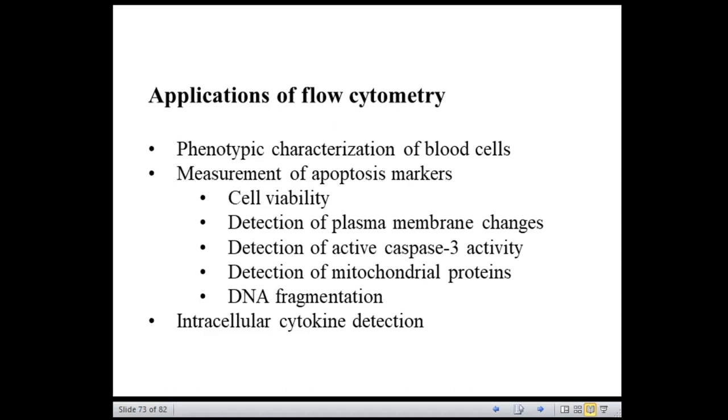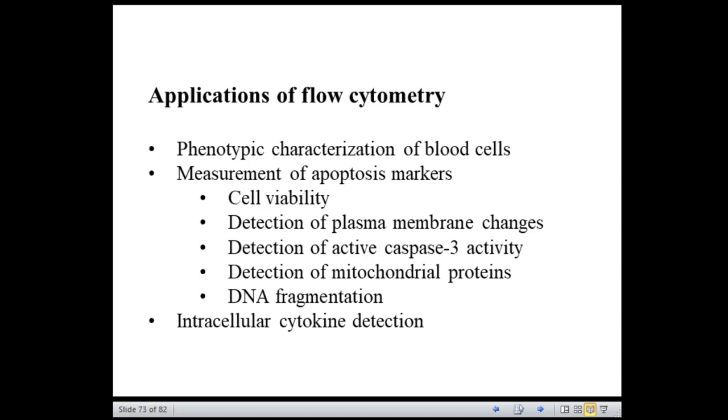Next we have the detection of active caspase 3 activity. Another molecular hallmark of apoptosis is the activation of caspases. Now we know that the caspases are inactive enzymes and they must become active only during the process of apoptosis. So one of the effector caspases activated at the late apoptotic stage is caspase 3.